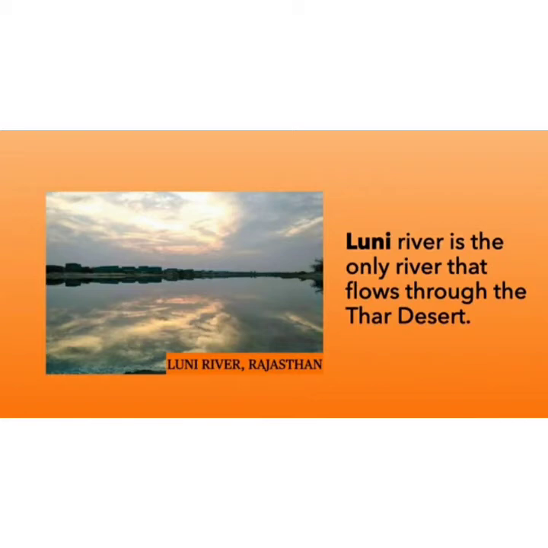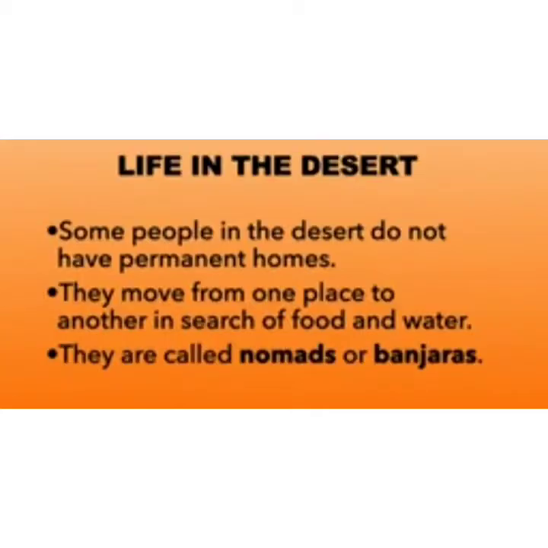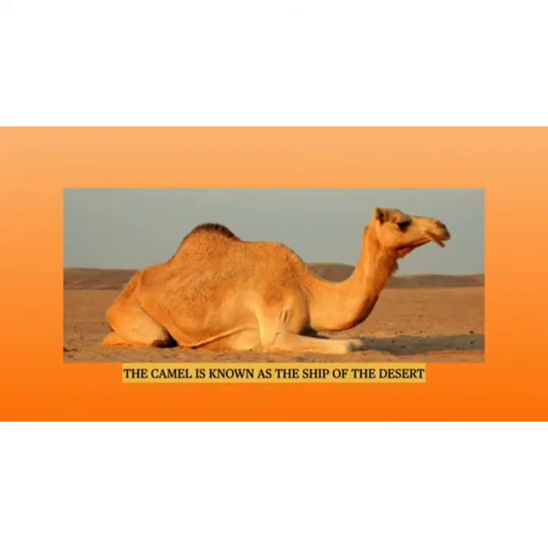Luni River is the only river that flows through the Thar Desert. Some people in the desert do not have permanent homes. They move from one place to another in search of food and water. They are called nomads or banjaras. Camel is called the ship of the desert. Most of the villages in the desert are situated around oases.